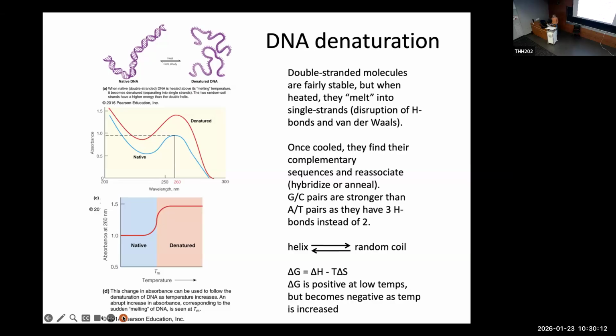Questions on that? Yeah. So that 260 nanometers, we can measure the concentration of DNA. Yeah, DNA or RNA. Any nucleic acid concentration can be measured at 260. Thank you. Yeah.